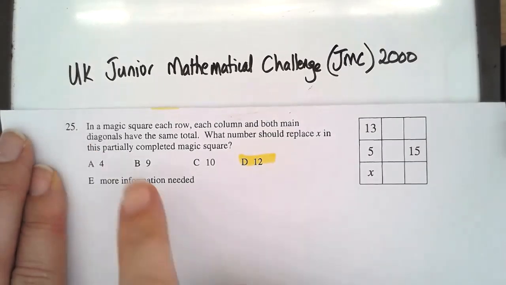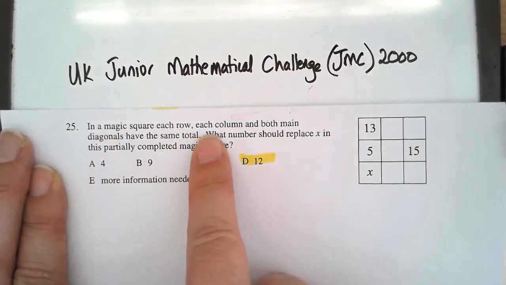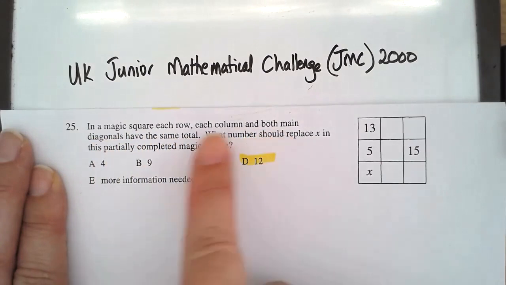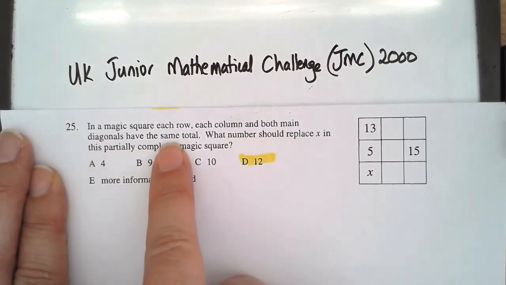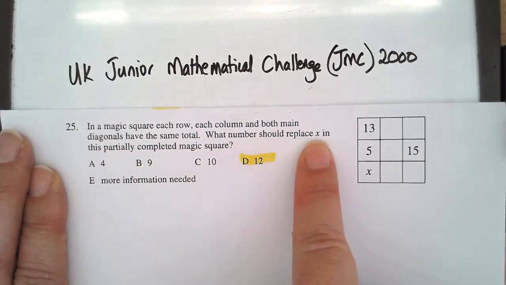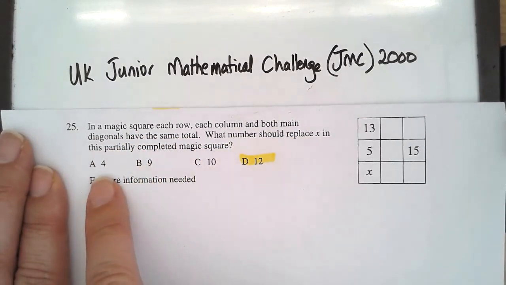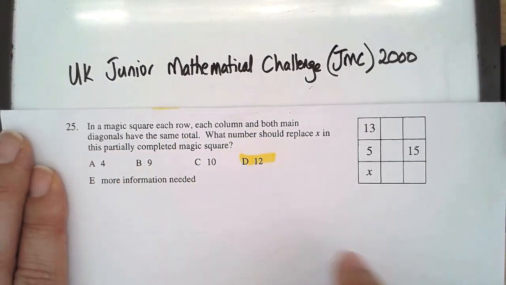Question 25. In a magic square, each row, each column, and both main diagonals have the same total. What number should replace X in this partially completed magic square? And we have 4 options here.